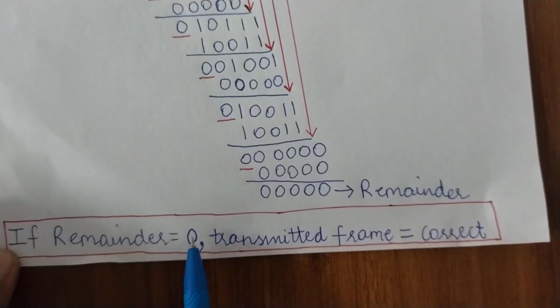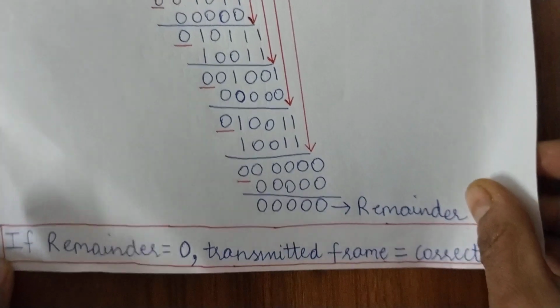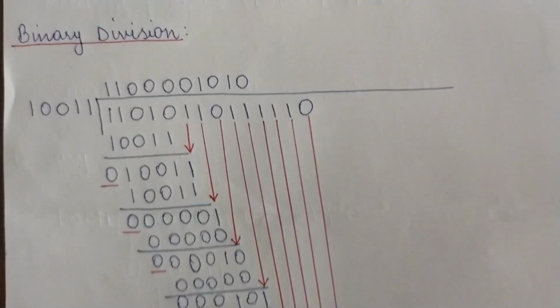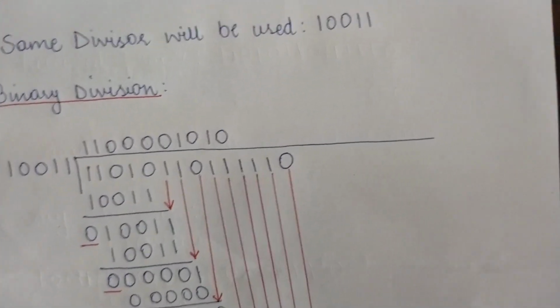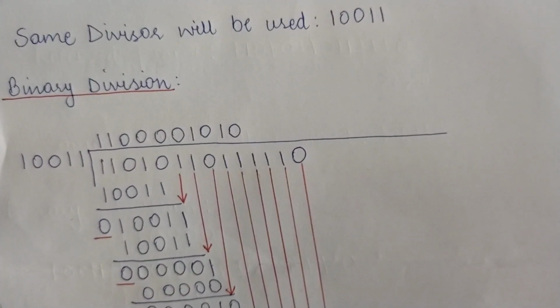So if the remainder is equal to 0, then the receiver can conclude that the transmitted frame is correct. That is, there is no error in the transmitted frame. So this is how the receiver can detect the presence or absence of an error in the frame sent by the sender.